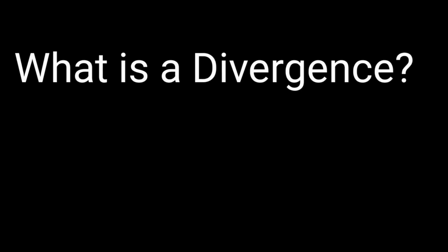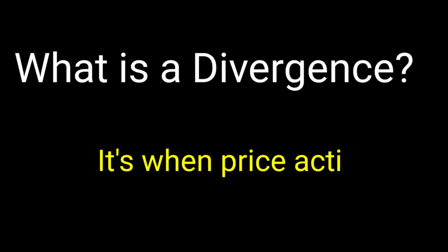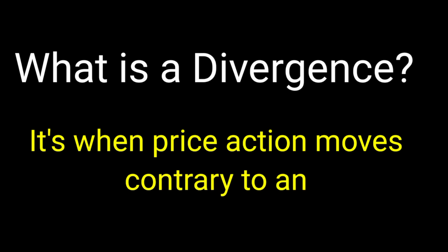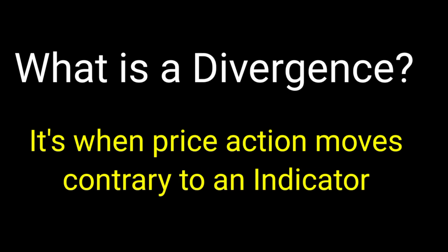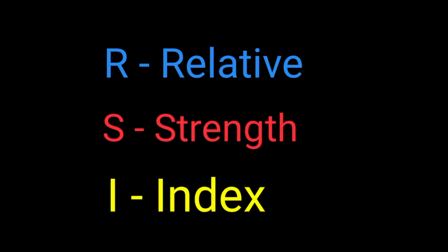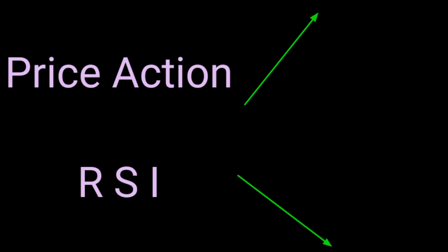So what is a divergence? A divergence is when the price action is moving contrary or in opposite direction to an indicator. When price action is moving contrary or in opposite direction to an indicator, we say that there is a divergence. And our indicator in this case is RSI, which stands for Relative Strength Index. So when the price action is moving contrary to the relative strength index, we say that there is a divergence.